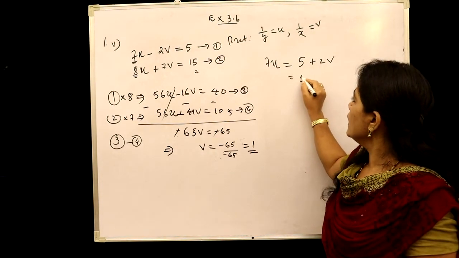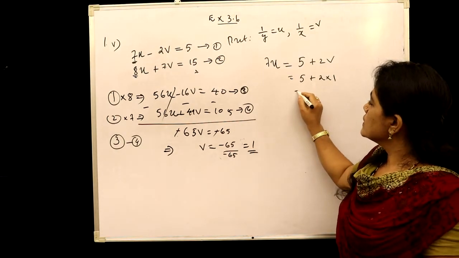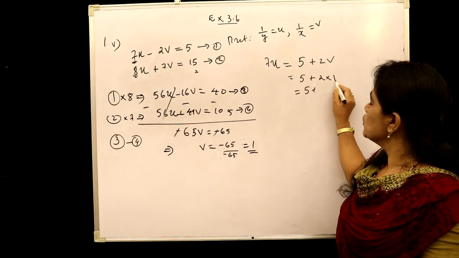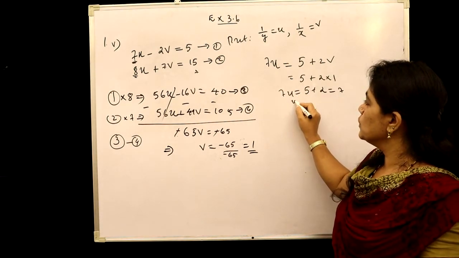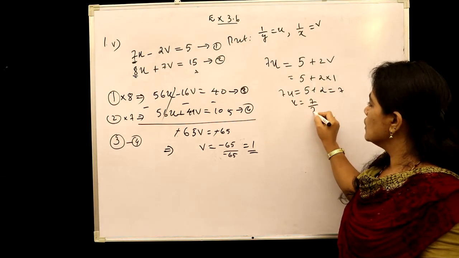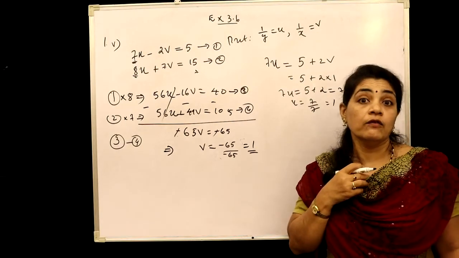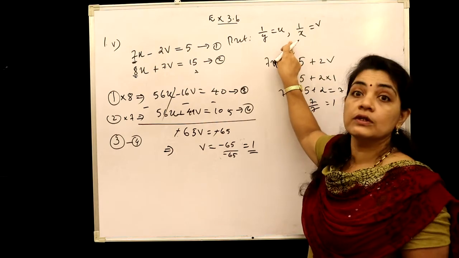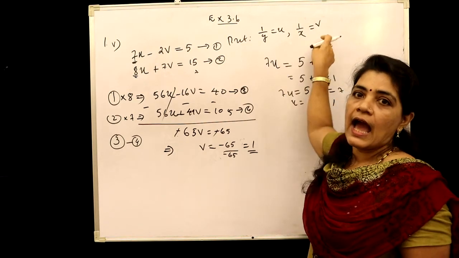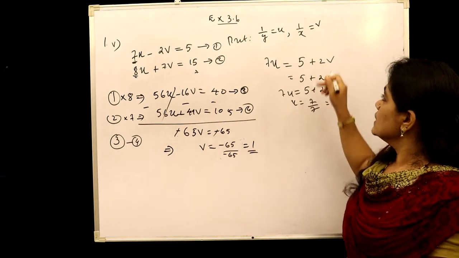And we got v as 1. So I substituted: 5 plus 2 into 1, 2, that is 7. This is 7u. We need u, so u is equal to 7 by 7, u also 1. But what we need, children, is to solve for x and y. So we can resubstitute for u and v as 1 by y and 1 by x. Okay.